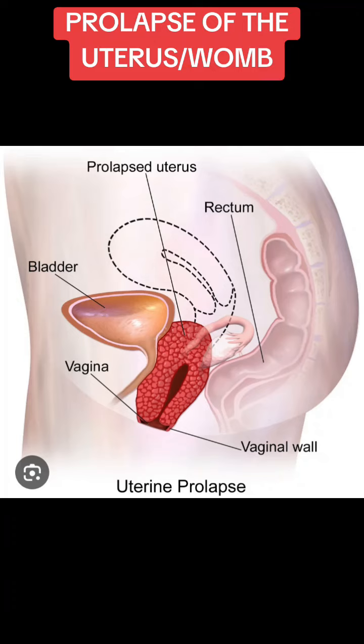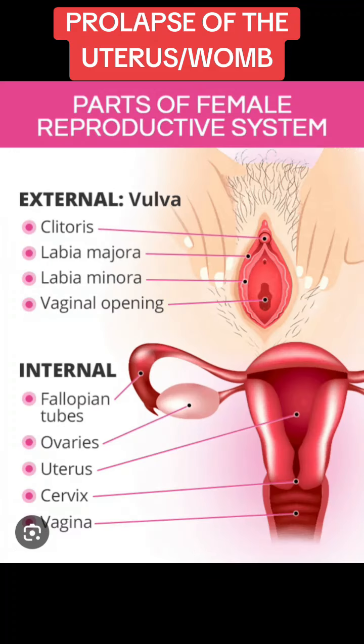So we have 4 classifications of prolapse of the womb, but before we dive into it, let's get into the overview of the female reproductive system. So the female reproductive system consists of the external organs and then the internal organs. The external organs are also known as the vulva. These are the organs that we can see with our naked eyes. And then the internal organs are the ones inside.